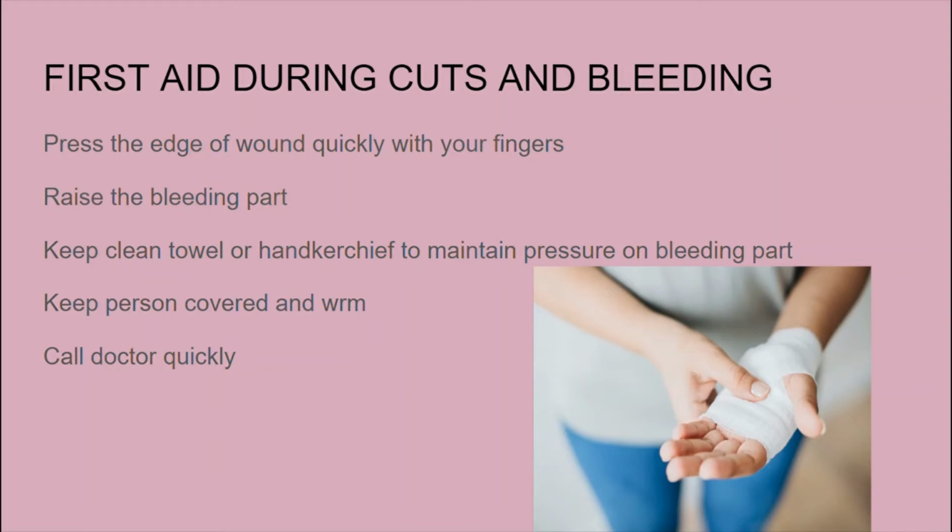Now, what type of first aid or safety measure are we going to take during cuts and bleeding? Press the edge of the wound quickly with your fingers. If the blood is flowing out in jerks, it means that an artery has been cut. Raise the bleeding part. Keep a clean towel or handkerchief to maintain pressure on the bleeding part. Keep the person covered and warm. Call the doctor quickly.